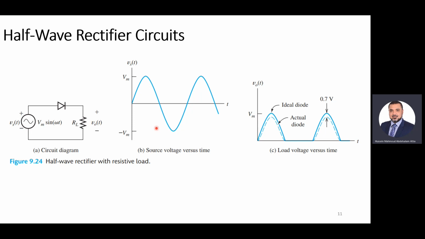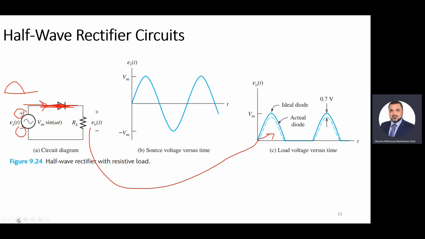Also, it covers the half-wave rectifier. As you can see here, when the input is positive, we have this polarity. Look at this polarity. The diode will behave like a short circuit, assuming it's ideal. Assuming ideal, the diode will be a short circuit. V out will equal V input. So V out will be the same as V input during the positive half cycle.